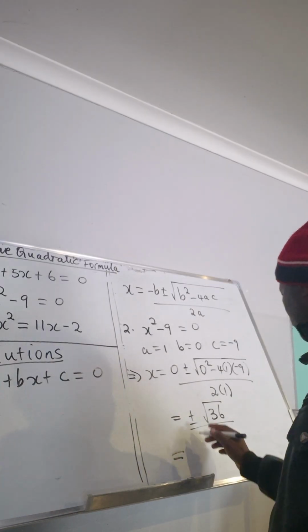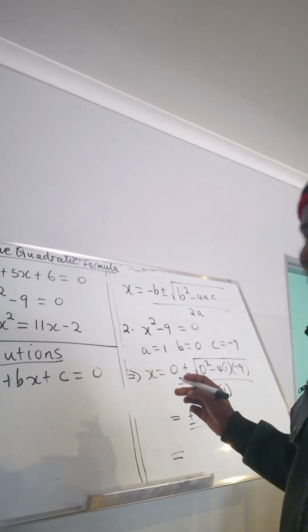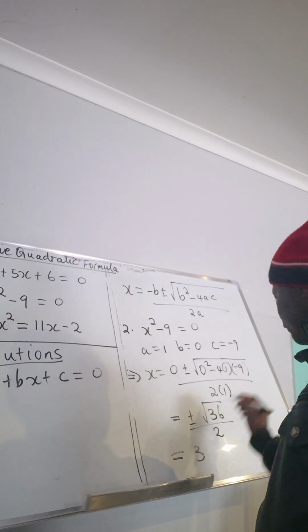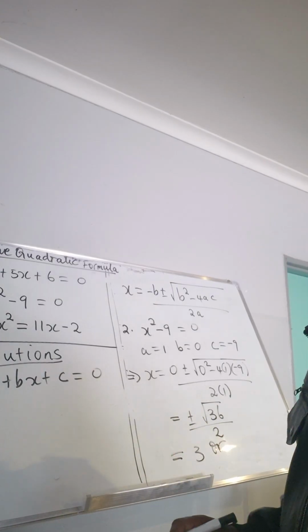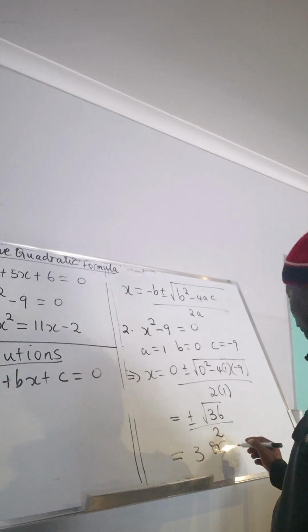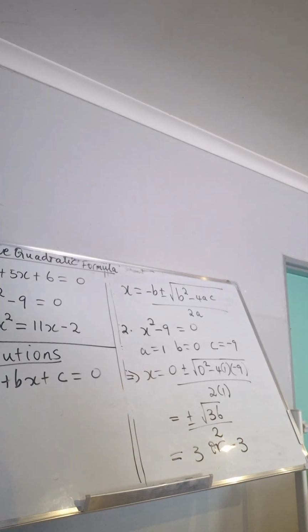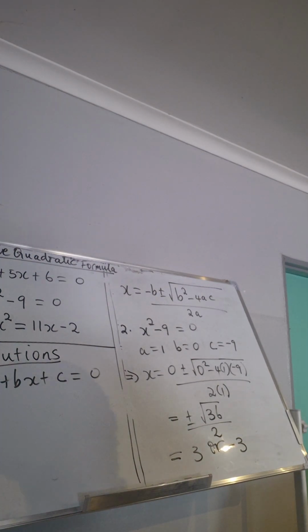So equal to plus root 36 divided by 2. Root 36 is 6. 6 divided by 2 is 3. Or minus root 36, which is minus 6 divided by 2, which is minus 3. So our answer is plus or minus 3. That is the answer here.